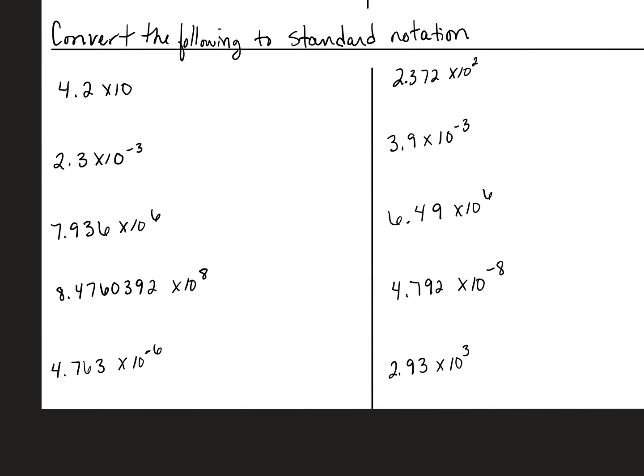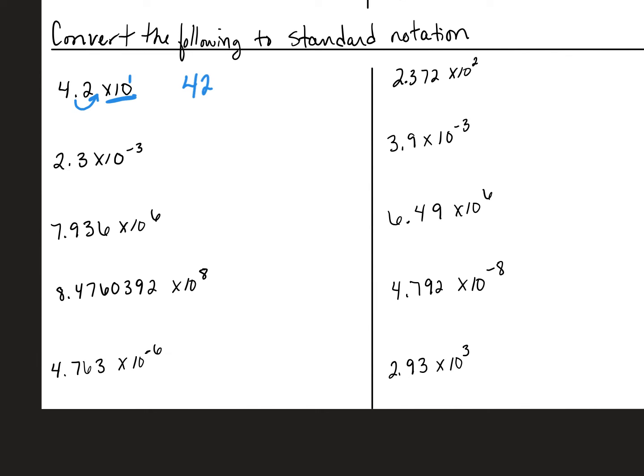The first one is maybe one of the more challenging ones because it's just 4.2 times 10. Now, I bet you know what that answer is. But let me just point out that if there's not a power there, that means that it's 10 to the 1. That's the same thing as just 42. So what we're doing is if we've got a positive number here, you would move the decimal point over to the right that many times, however many times you have of the power of 10.